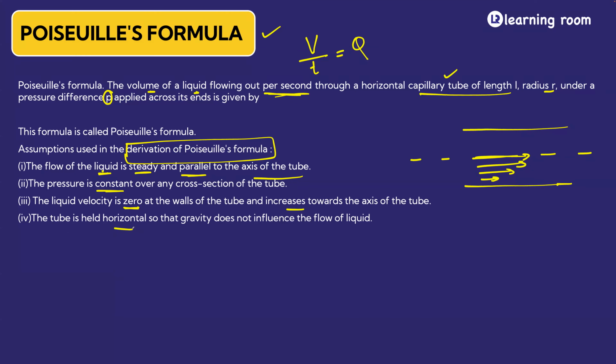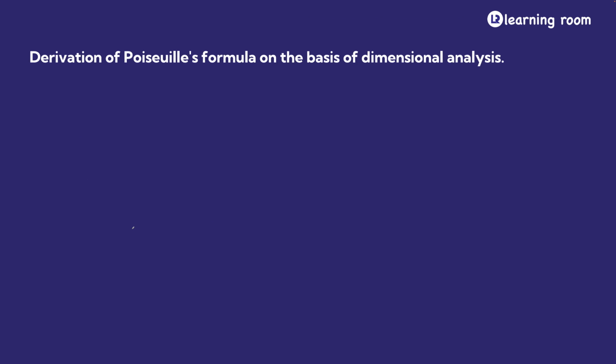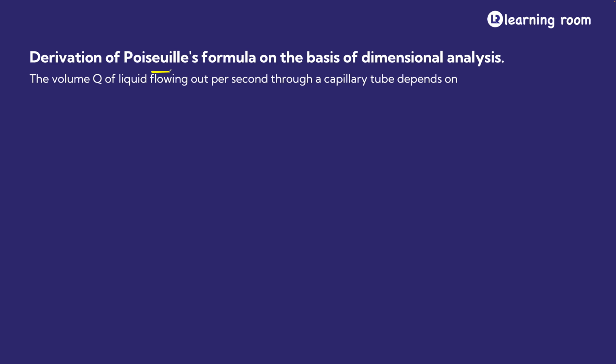So who is influencing the flow of liquid? It is the pressure difference that we have created. The liquid is only flowing because of the pressure difference that is created, but it is not flowing because of gravity. Right. Okay. Now we'll see the derivation for it on the basis of dimensional analysis first.